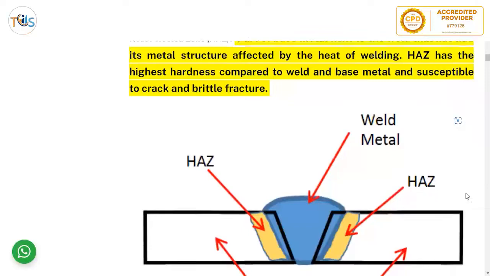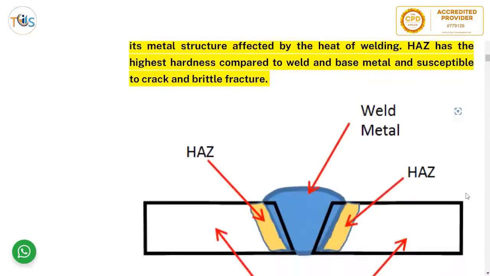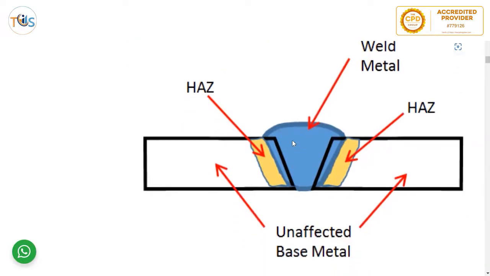Heat affected zone is part of the base metal next to the weld that has had its metal structure affected by the heat of welding. HAZ has the highest hardness compared to the weld and base metal, and is susceptible to crack and brittle fracture. As you can see here, this is the weld pool or weld metal, and then it's solidified, turns into weld, and the base metal is here, the unaffected material.